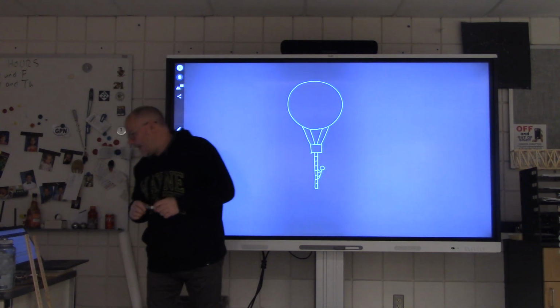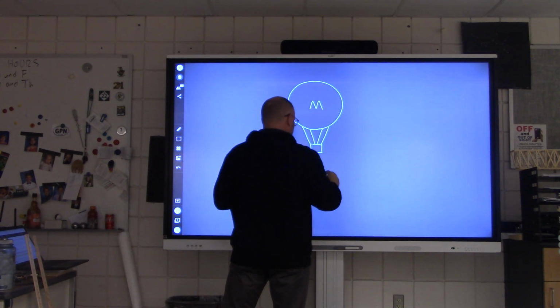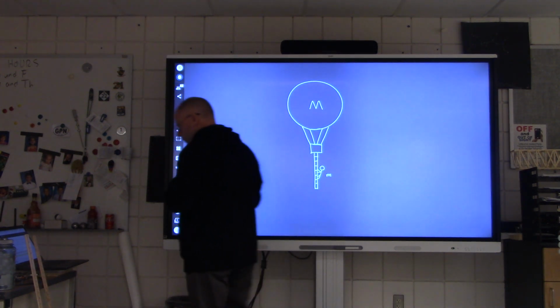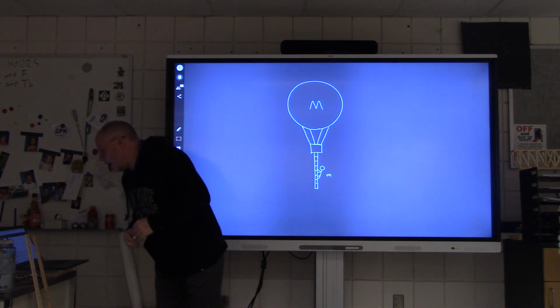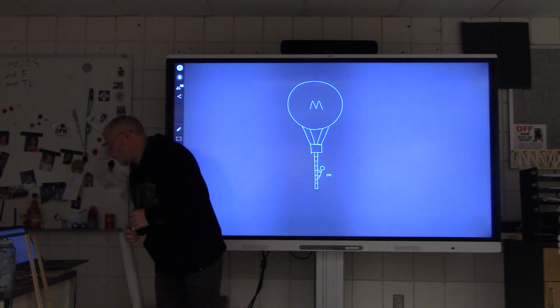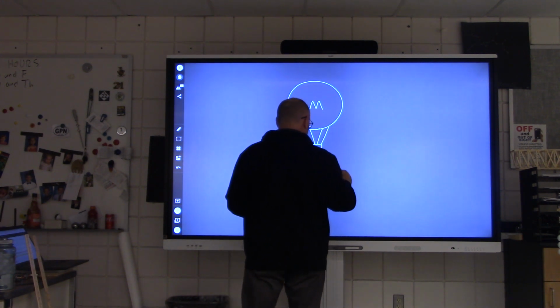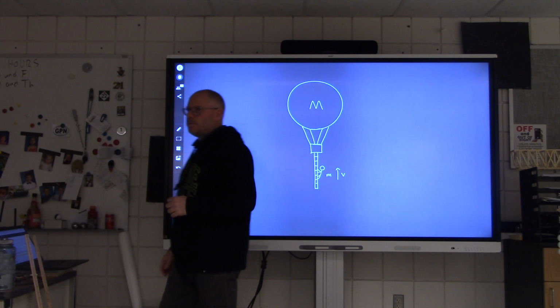A balloon of mass big M is floating motionless in the air. A person with mass less than M is on a rope ladder hanging from the balloon. The person begins to climb the ladder at a uniform speed v relative to the ground. What does the balloon do?